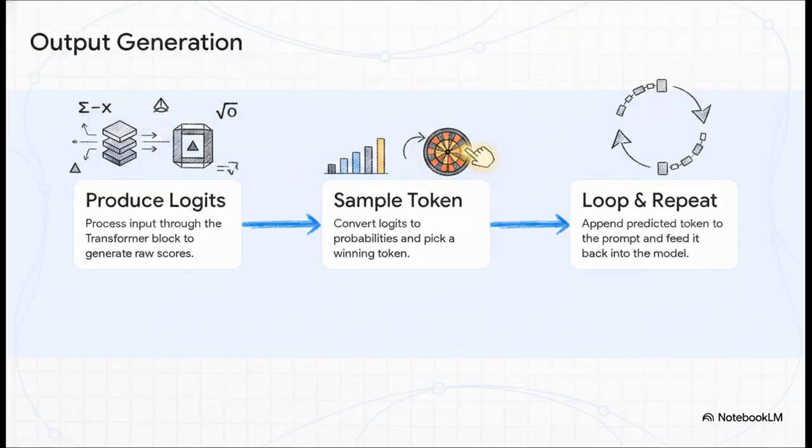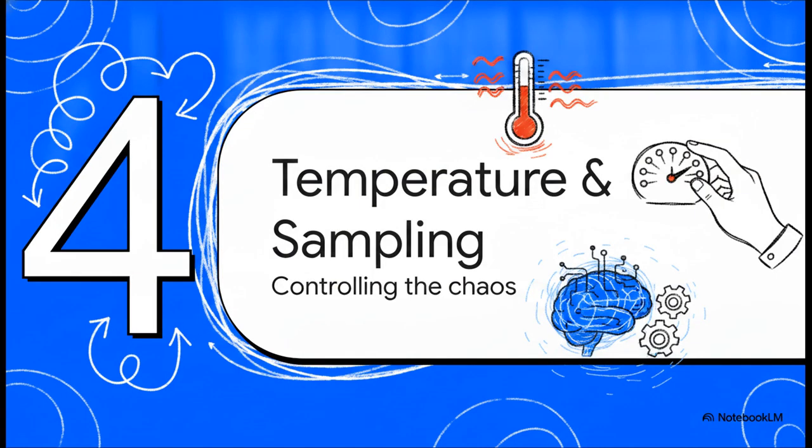And the crazy part is the looping nature of it. Step 1, the system produces raw mathematical scores called logits. Step 2, it converts those to percentages and samples a winning token. Step 3, and this is where the magic happens, it appends that newly guessed token to your original prompt and feeds the whole thing right back into itself to guess the next word. It literally builds its final output one single solitary token at a time. Now, because the model is generating thousands of possibilities for every single word, we need a way to control how it picks the winner.